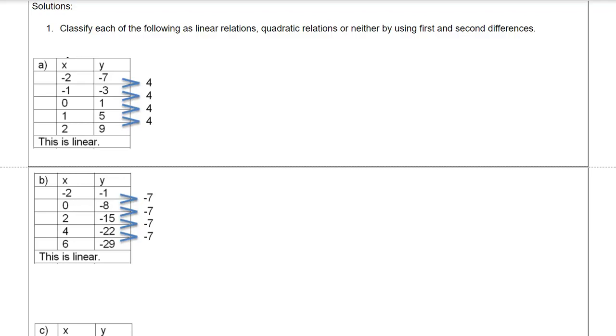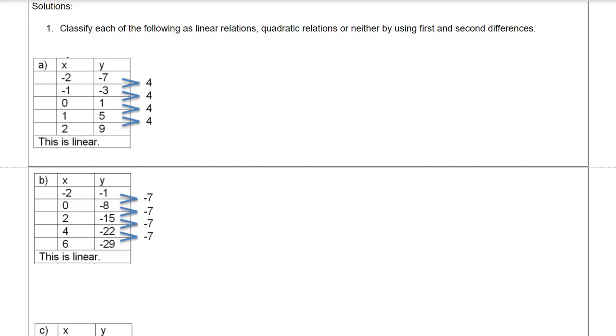The purpose of this tutorial is to go over some practice exercises on mostly quadratic, but some linear relations too. In the first question, we're asked to classify each of these tables of values as coming from a linear relation, a quadratic relation, or some other kind we'll call neither. And we're using first and second differences to do that.